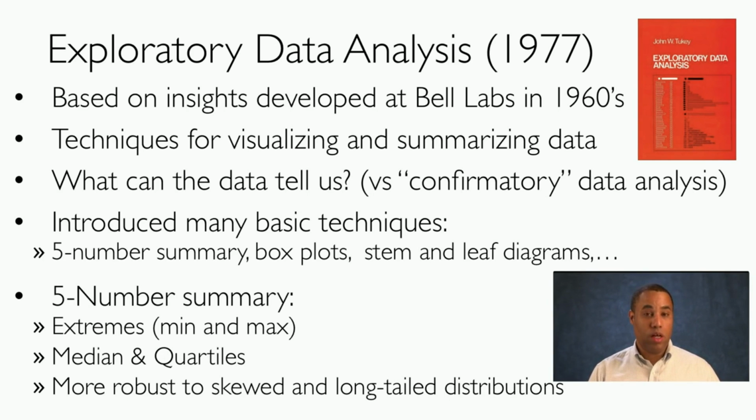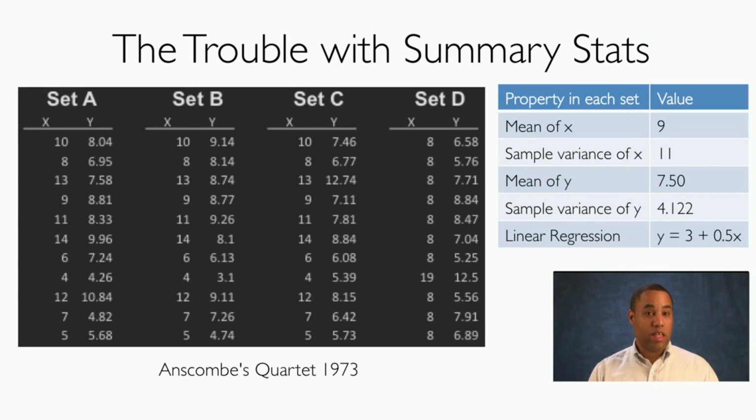So let's look at an example of a data set. This data set is called Anscombe's Quartet. It was developed in 1973. We have 4 different data sets: set A, set B, set C, and set D. Now, the properties of each set are identical. In particular, the mean of X in all of the sets is 9. The sample variance of X is 11 in all of the data sets. The mean of Y is 7.5, and the sample variance of Y is 4.122. You can fit a line to all of these data sets using linear regression, and that line would be identical. Y equals 3 plus 0.5x.